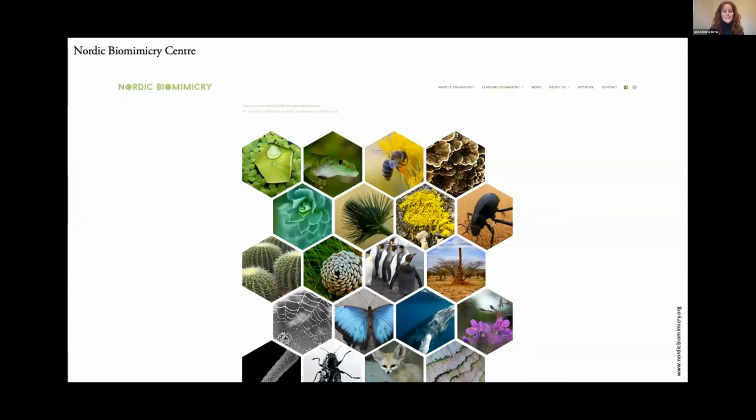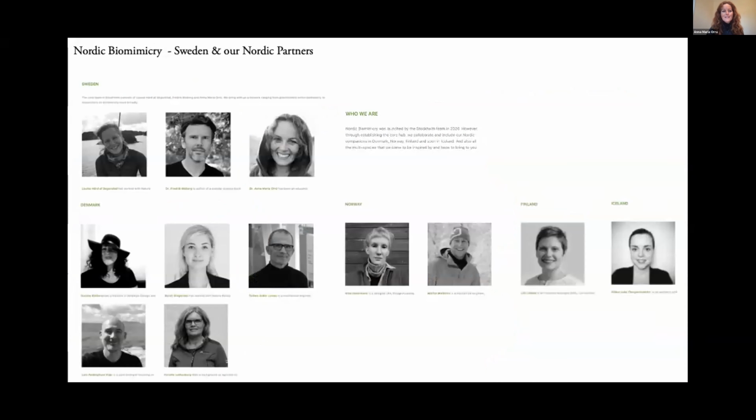And finally, this is our center. We have the Nordic Biomimicry Center, which was launched in 2020, and it's a knowledge hub and education platform for this way of learning from nature-inspired strategies. And it was founded by myself, Frederick Mobay, and Louise Hordorf-Skjeggestad, who work closely with the Stockholm Resilience Center. But we have Nordic partners in Denmark, Norway, Finland, and also Iceland.